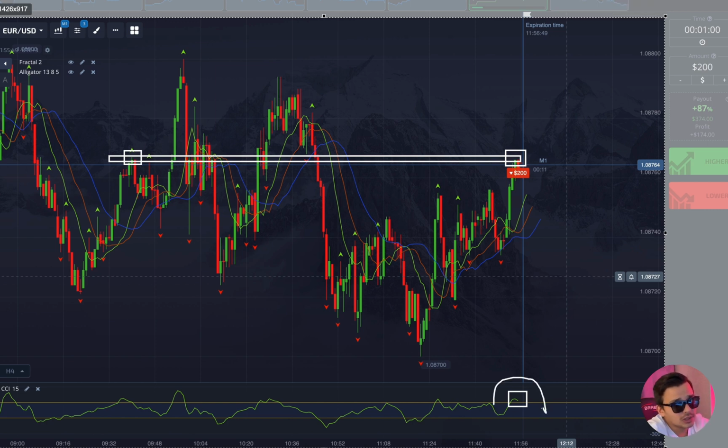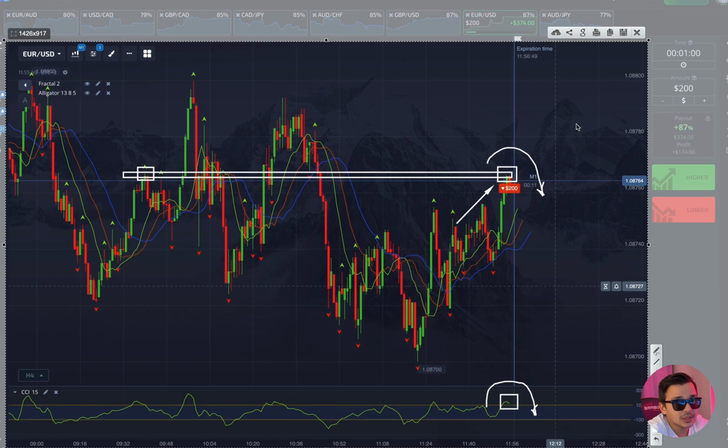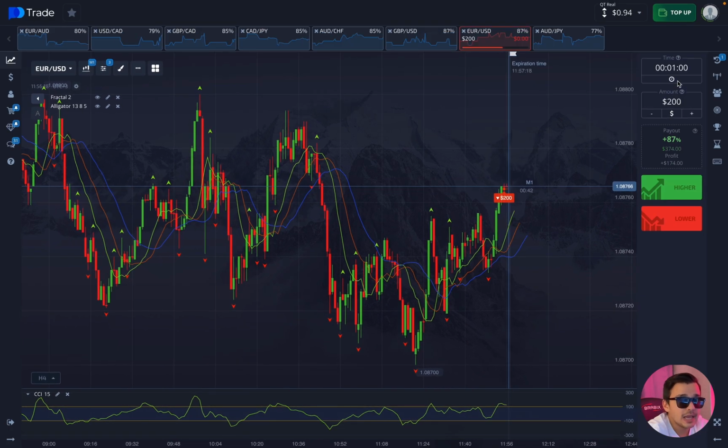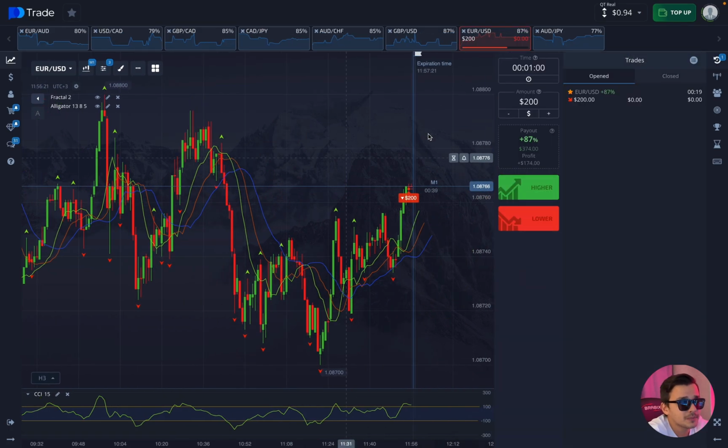According to my logic, I think that a small pullback of dynamics should be present here. Also, there should be an update of the local maximum. Let's watch the result of this trade.